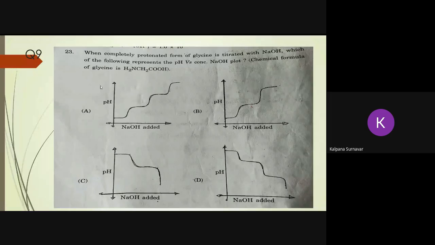And the chemical formula of glycine is given: NH2CH2COOH. Here, just find out the dissociation of this glycine. Firstly, it dissociates as NH2CH2COO minus plus H plus. This NH2 absorbs this hydrogen and the species becomes NH3 plus CH2COO minus.